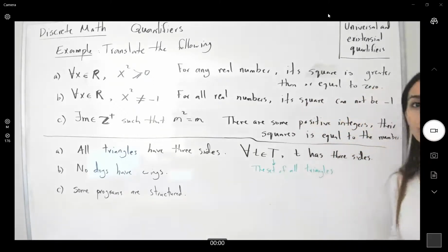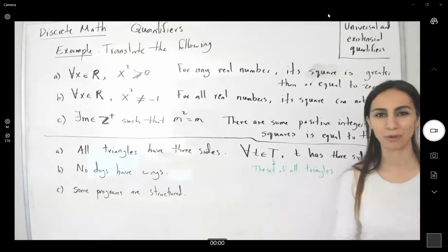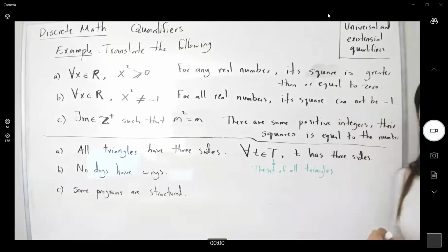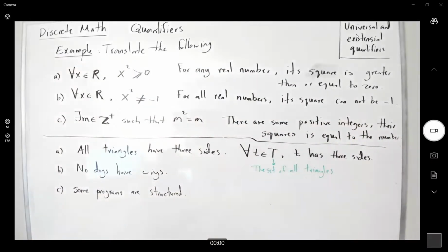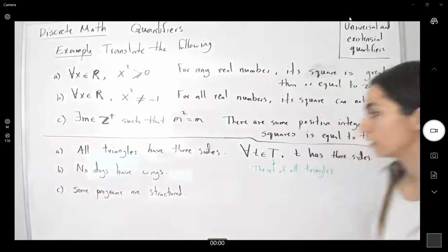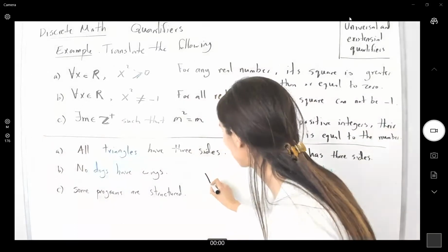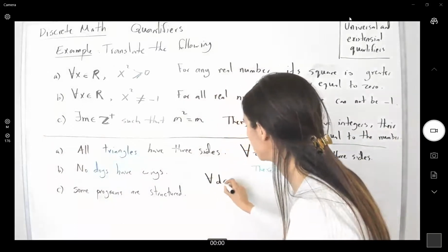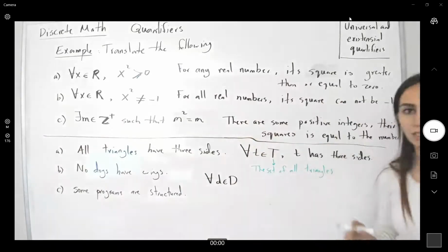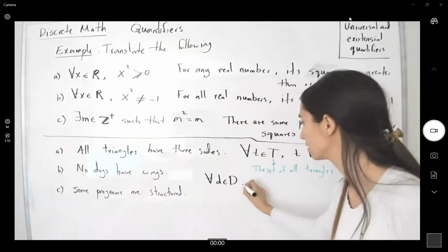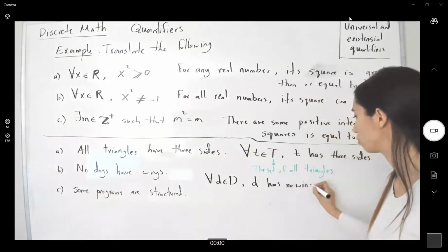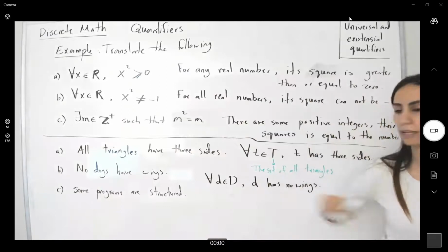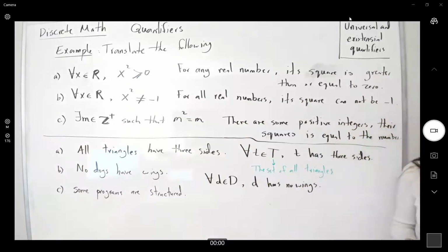So you have to have your domain. Make sure you write the domain and then express the predicates. So this is a universal statement. You can write that as for any dog in the set of dogs, D representing the set of all dogs, d has no wings. If I take any random dog, of course that dog doesn't have any.